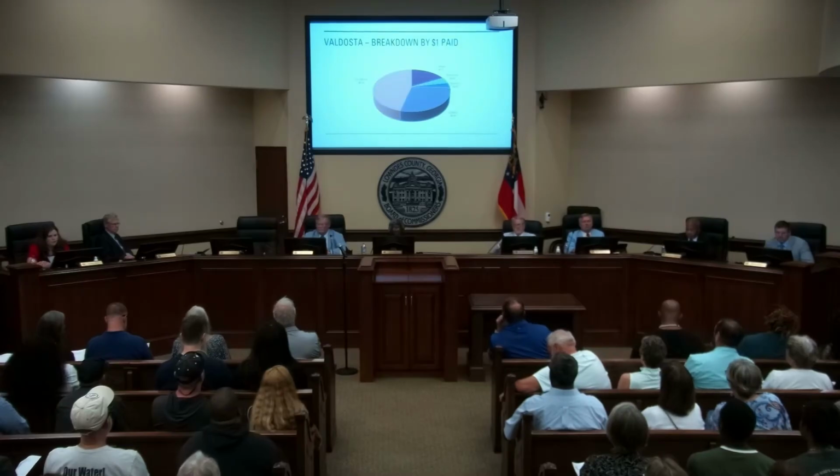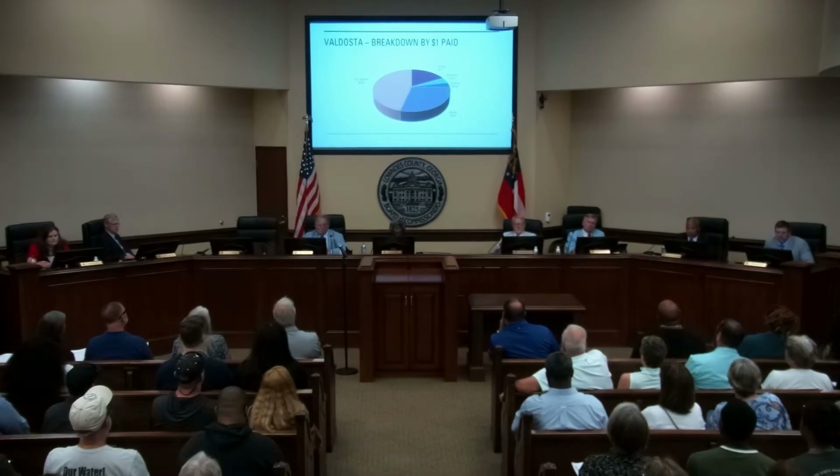For every dollar for someone inside the city limits of Valdosta, about 17 cents comes to Lowndes County, 4 cents to the Recreation Authority, 4 cents to the Industrial Authority, 28 cents to the city of Valdosta, and 46 cents to the city school system.